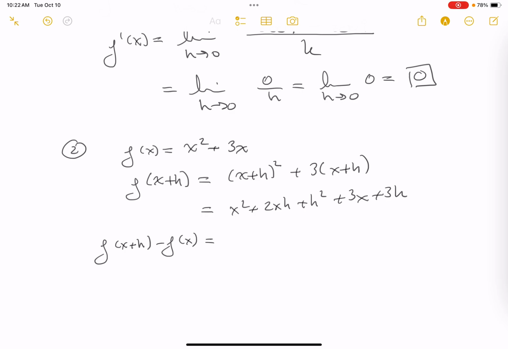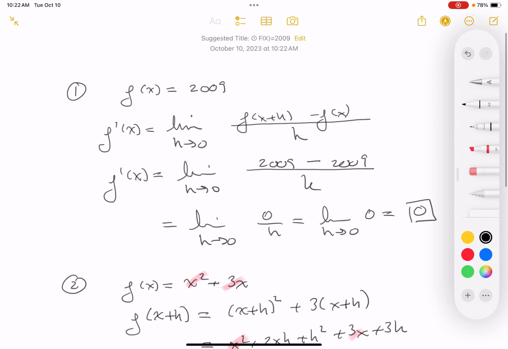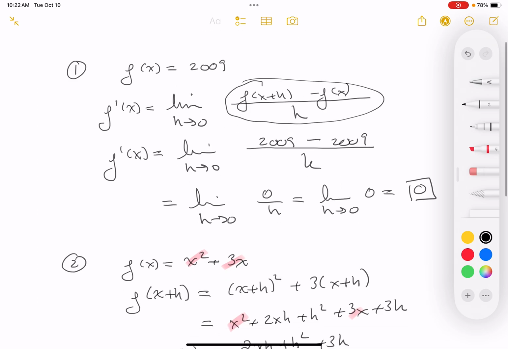I'm looking at these two things over here, and what I notice immediately, if I'm doing a subtraction, is that these terms are going to disappear. And what are you left with? Something pretty simple. Maybe I should put the h down now. You're left with 2xh plus h squared plus 3h over h. Now, what did you just do over here? We just did this.